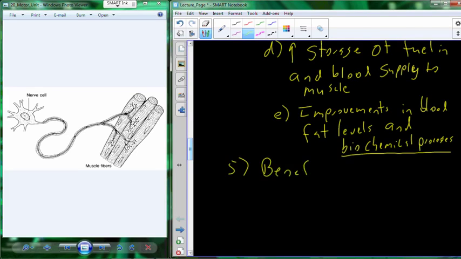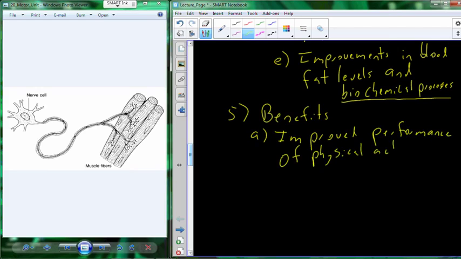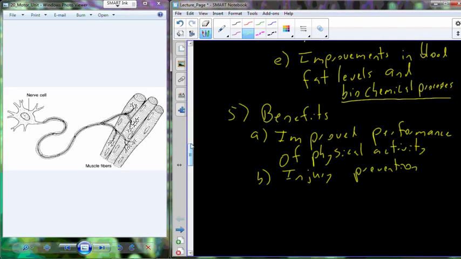What are the benefits of these effects? And I'm sure you've already been able to identify a few of the benefits. Obviously, with the changes that occur, you're going to have improved performance of physical activity. You will have improvements in injury prevention. Improved body composition and appearance.